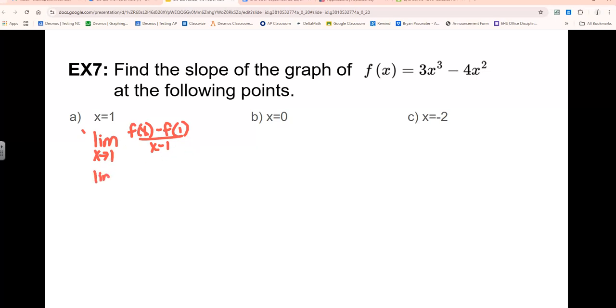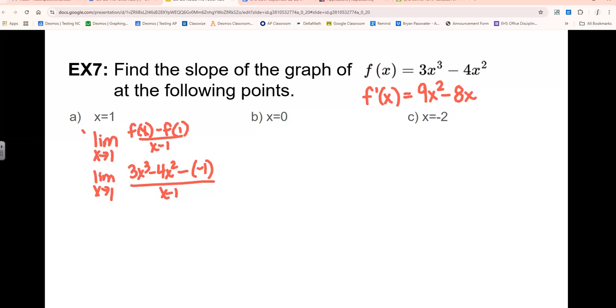And then that would look like this: the limit as x approaches 1 of 3x to the third minus 4x squared, and I believe we're going to get a negative 1 there, all over x minus 1. And then we'd have to work all of that out, right? Which I'm not going to go any further with. Now, all we need to do is take the derivative, which is a very simple derivative here. So, Lucas, what's the derivative of this function going to be? Very good. 9x squared minus 8x.